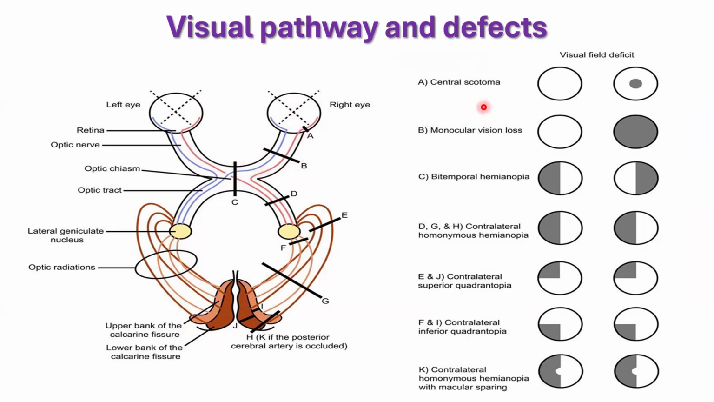So for example, central scotoma, how does it happen? When you talk about monocular vision loss, that is anopia, how does it come across? Bitemporal hemianopia, which happens at the optic chiasma. You can also have contralateral homonymous hemianopia. How does it come across? So at your own time, make sure you can draw this pathway, the light pathway, be able to describe the various disorders that affect the light pathway, and then be able to describe some of the causes that can lead to those disorders.